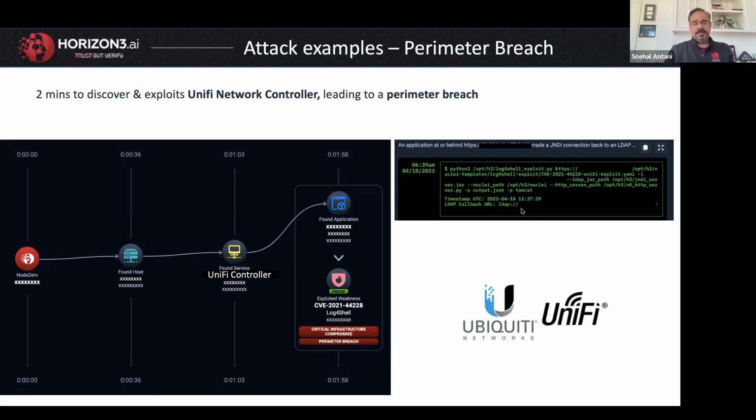unified controller, while it's scary to think it's less than 2 minutes, it's not at all surprising given that there's so many ways for an attacker to get in. And what you'll see here is the command that we executed and then the output proving that we're able to get the LDAP callback after getting code execution on that particular host.